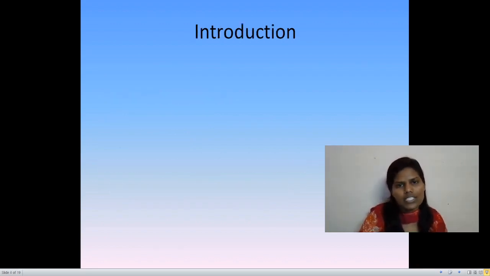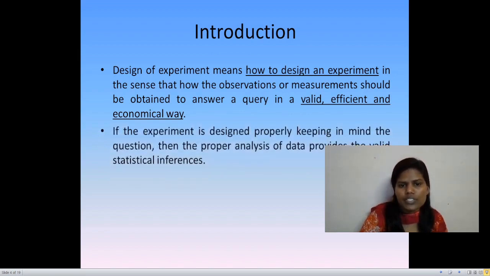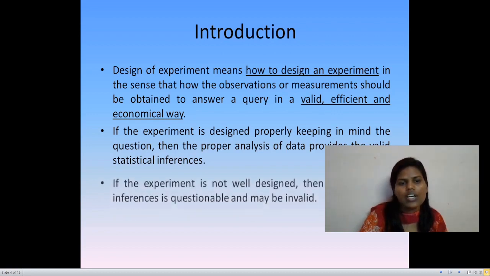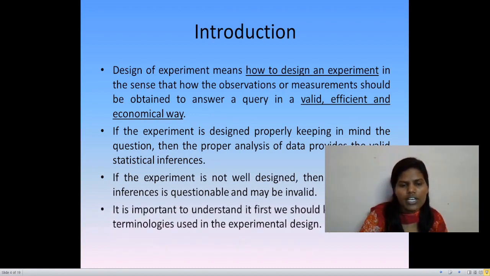Now let us start with introduction. Design of experiment means how to design an experiment in the sense that how the observation should be obtained to answer a query in a valid, efficient, and economical way. If the experiment is designed properly, keeping in mind the question, then the proper analysis of data provides the valid statistical inferences. If the experiment is not well designed, then the statistical inferences is questionable and may be invalid. It is important to understand it.